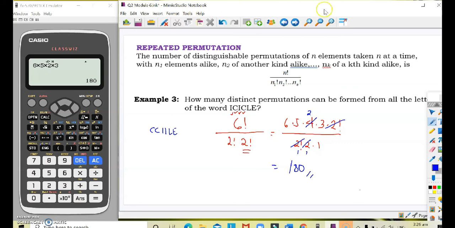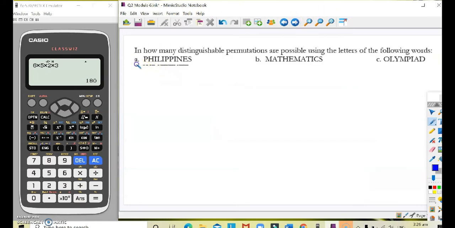Okay, let's have another example. Let's consider the word Philippines. In the word Philippines, how many letters do we have? Exactly, we have 11. So we have 11 factorial in the numerator. In the denominator, let's identify letters that repeat. P repeated 3 times. So we have 3 factorial. I repeated 3 times as well. So we also have 3 factorial. Other than that, nothing repeats anymore.